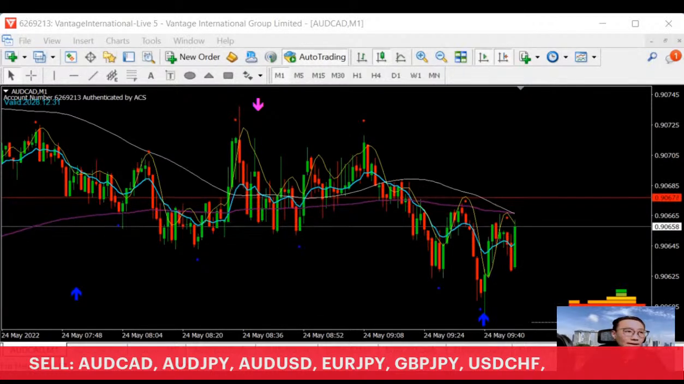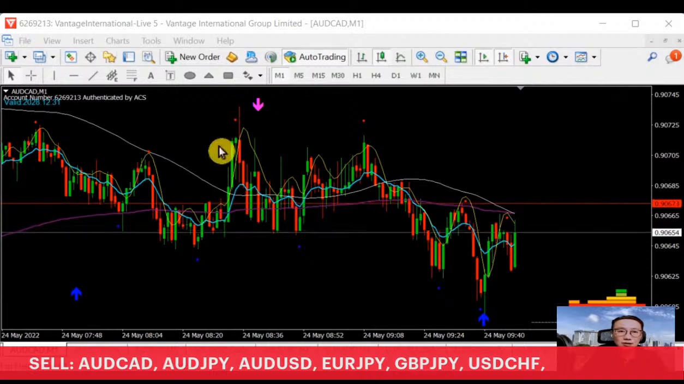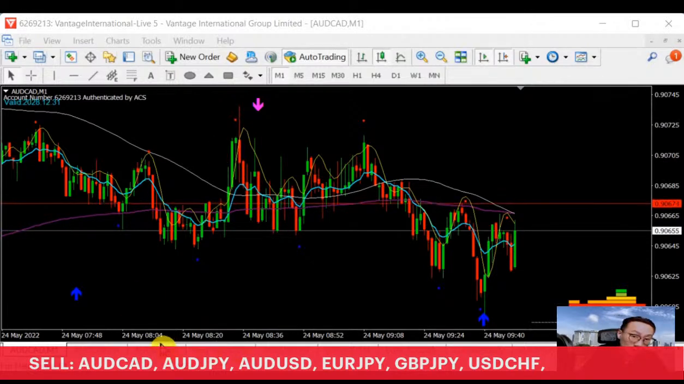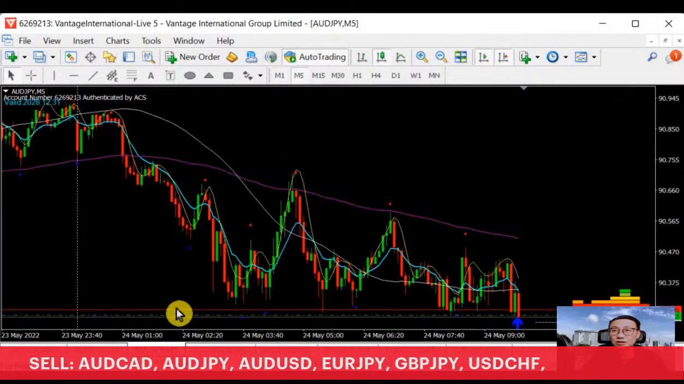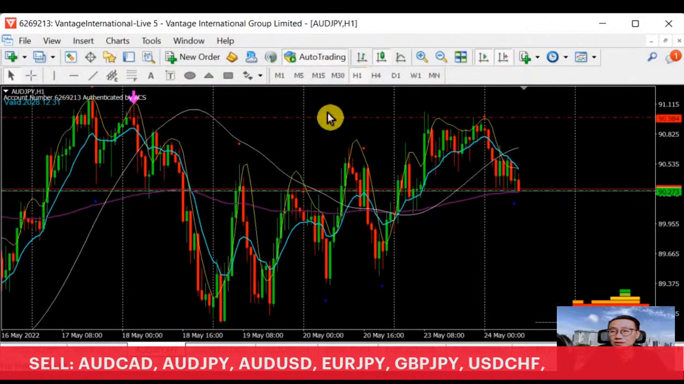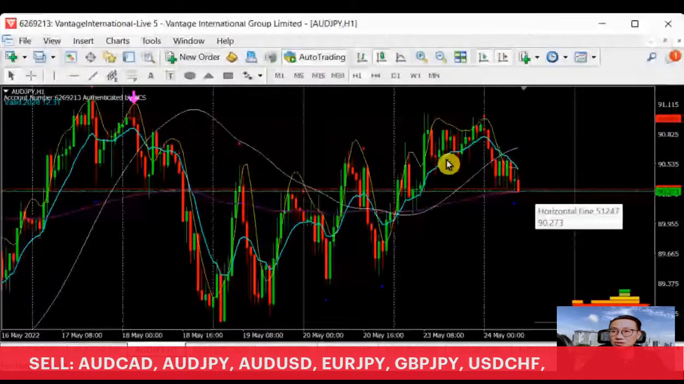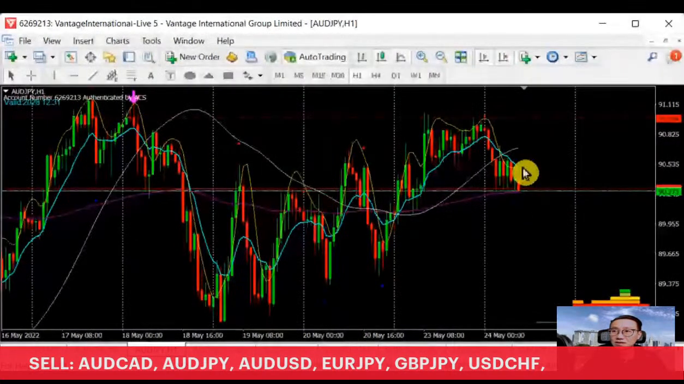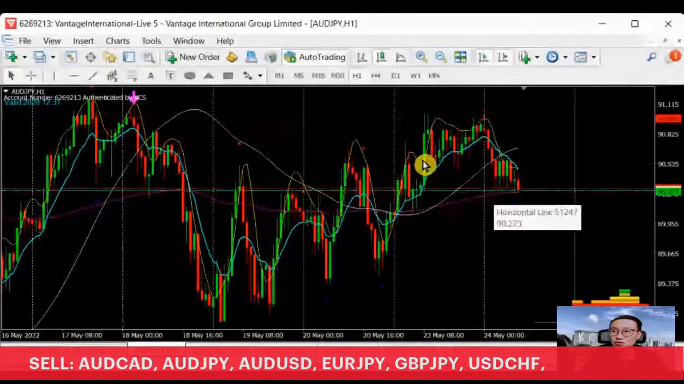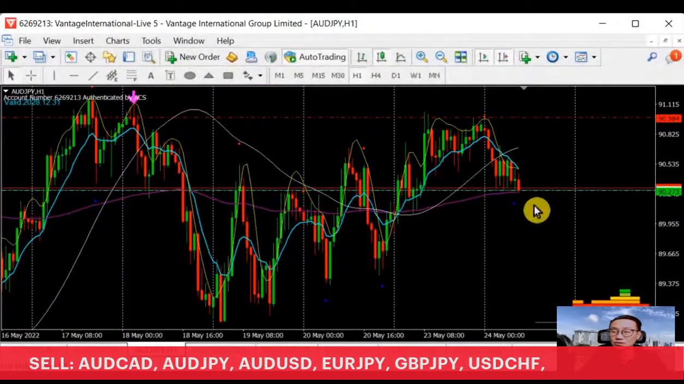Tentatively, let's take a look at Aussie yen. Earlier on, I was saying that we are trying to break the support, correct? It's coming. We have been testing for the past few hours: 1, 2, 3, 4, 5 hours to be exact, including now. So by looking at this, we are very near to the support.